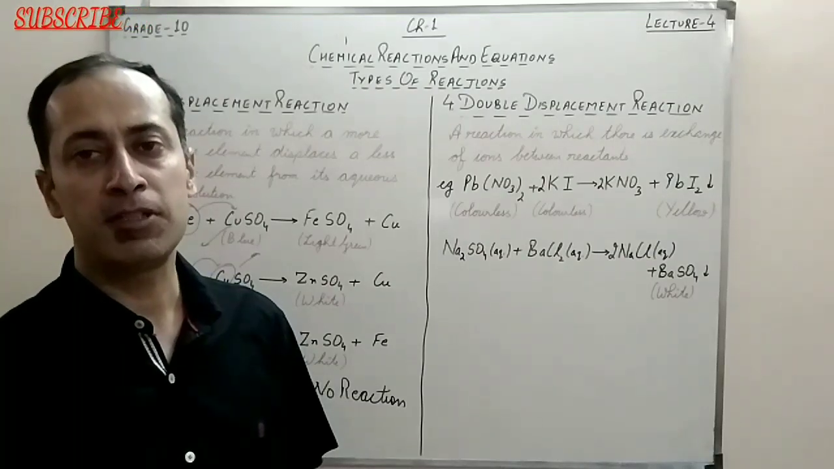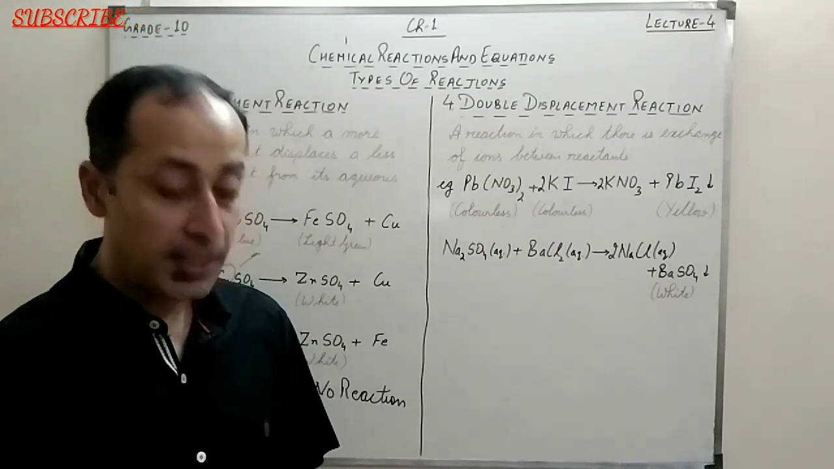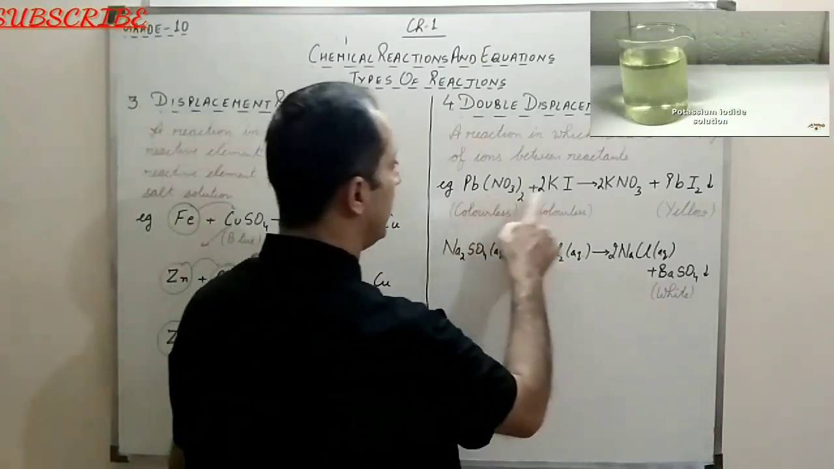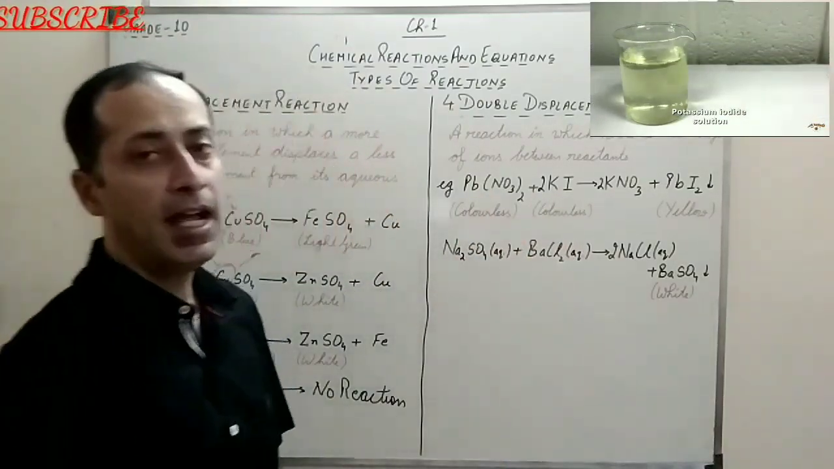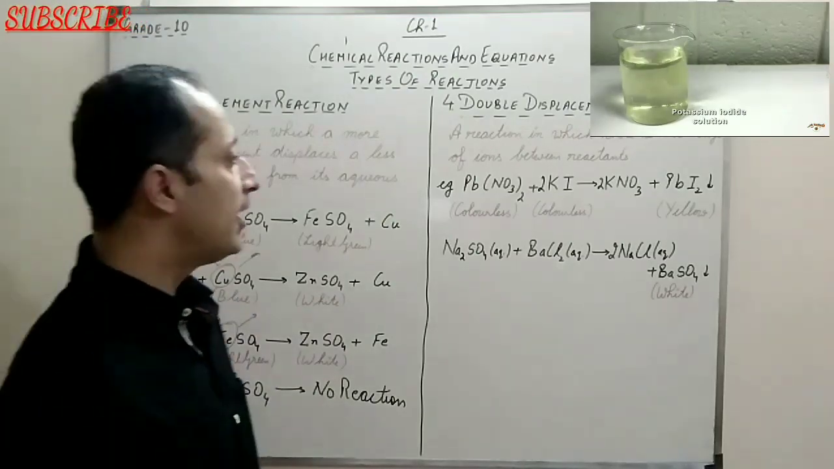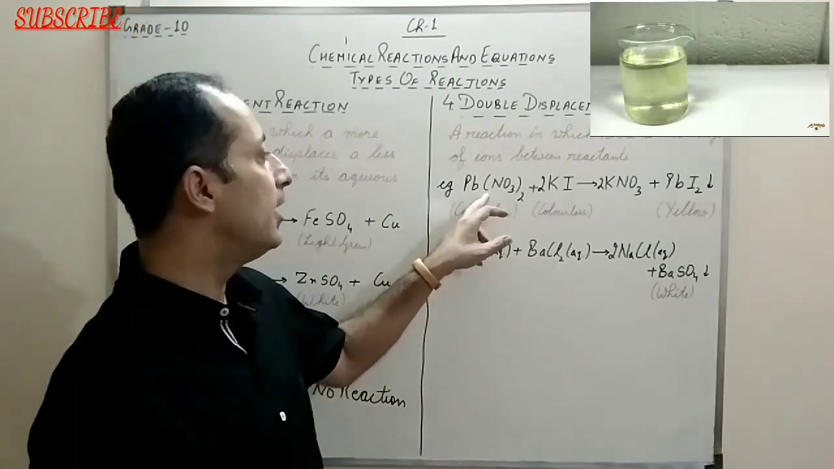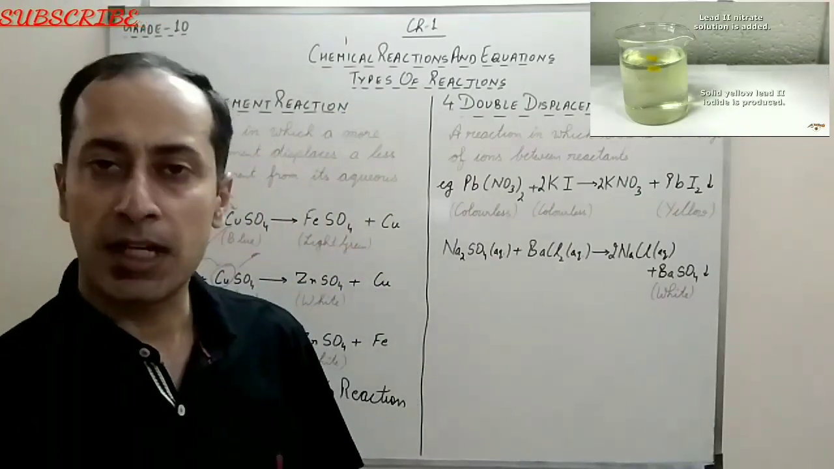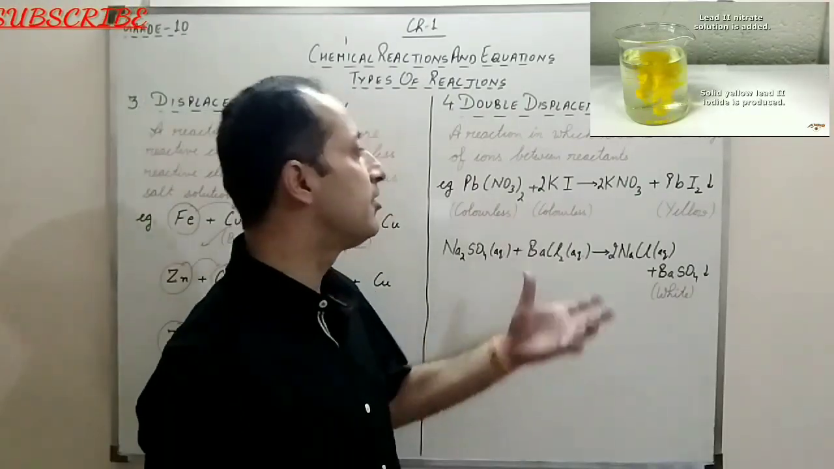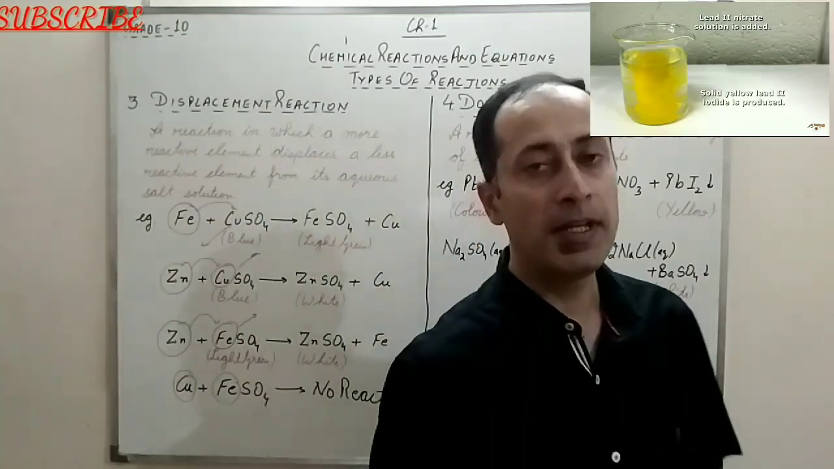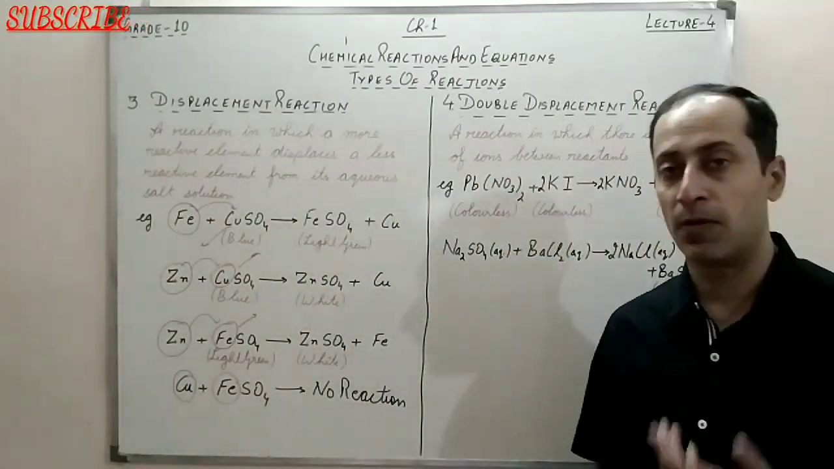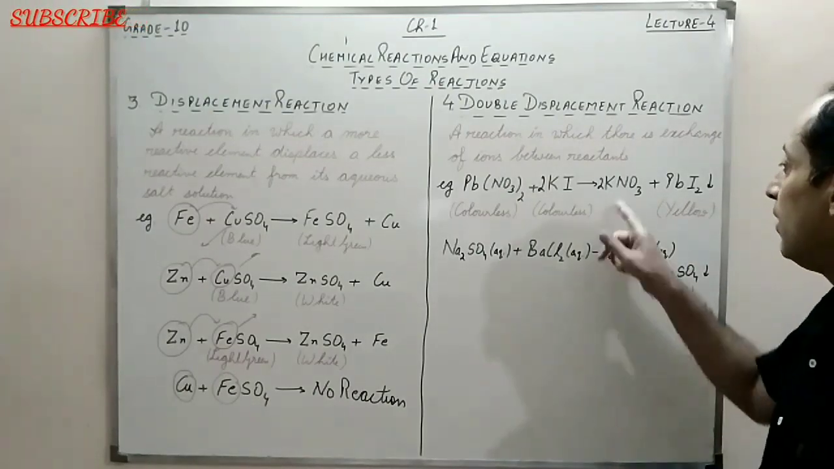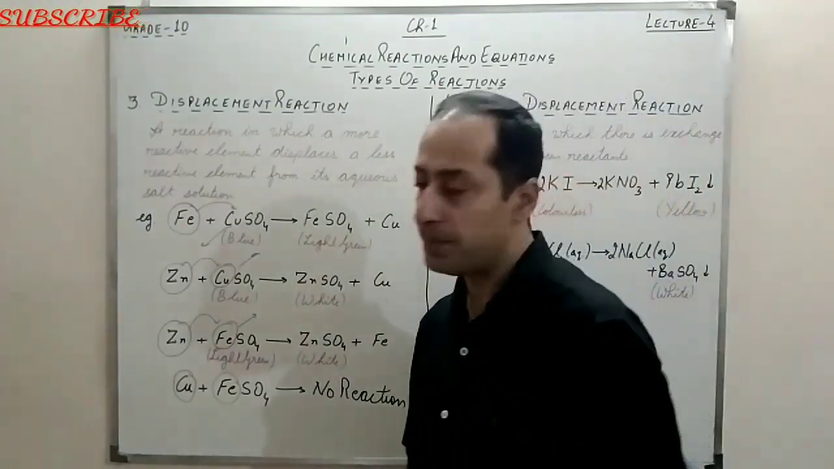One of the double displacement reactions we have already discussed in the beginning of the chapter was the reaction between lead nitrate and potassium iodide. What happens when we have the solution of lead nitrate and potassium iodide? Both are colorless, but as soon as these are mixed, we get a yellow precipitate. The precipitate is of lead iodide, and we have the solution of potassium nitrate.